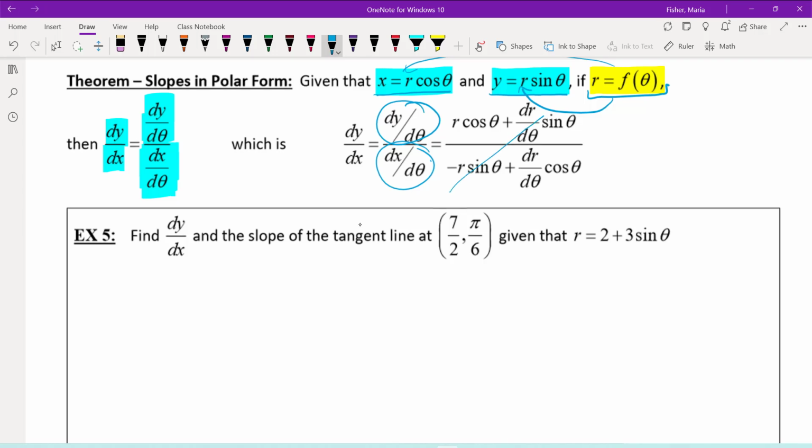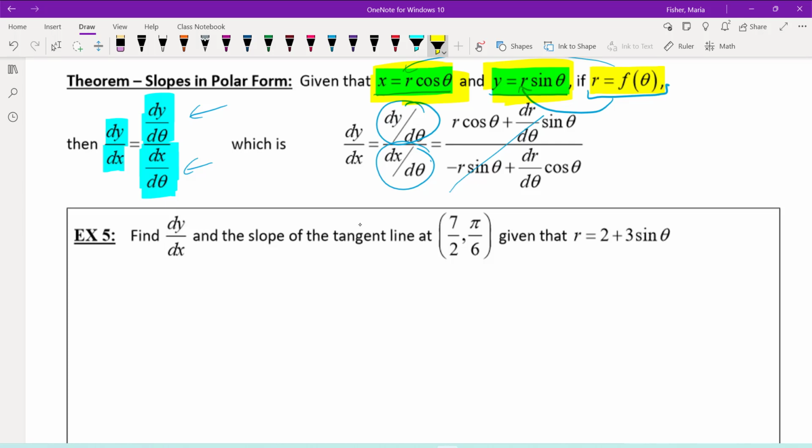So I won't be using this formula, I'll just be using the same thing that we did in parametric equations, where dy/dx was, there it was dy/dt over dx/dt, but here since our variable was theta, dy/dx is dy/d theta over dx/d theta, and I just need to make sure that I'm getting myself into the right format by plugging in the given r into both of those formulas. Let's look at how to find that derivative in example 5.